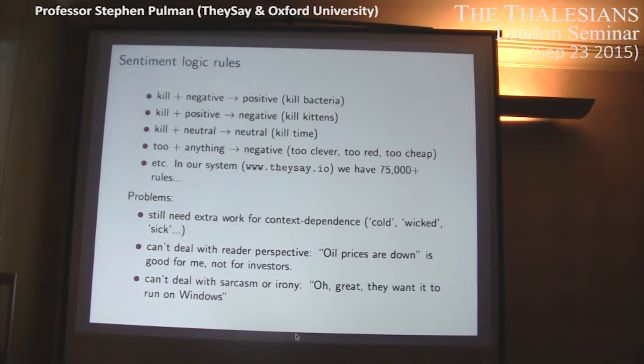We've also only got the text. We don't know anything about the person reading it, and depending on their interests, something might be perceived as positive or negative, as in this example. So I've got a horribly inefficient oil-fired Aga, so oil prices are down, good. But it costs a bomb to fill the thing up. But if you're an investor or a government trying to reap in taxes, then oil prices are down is not so good.